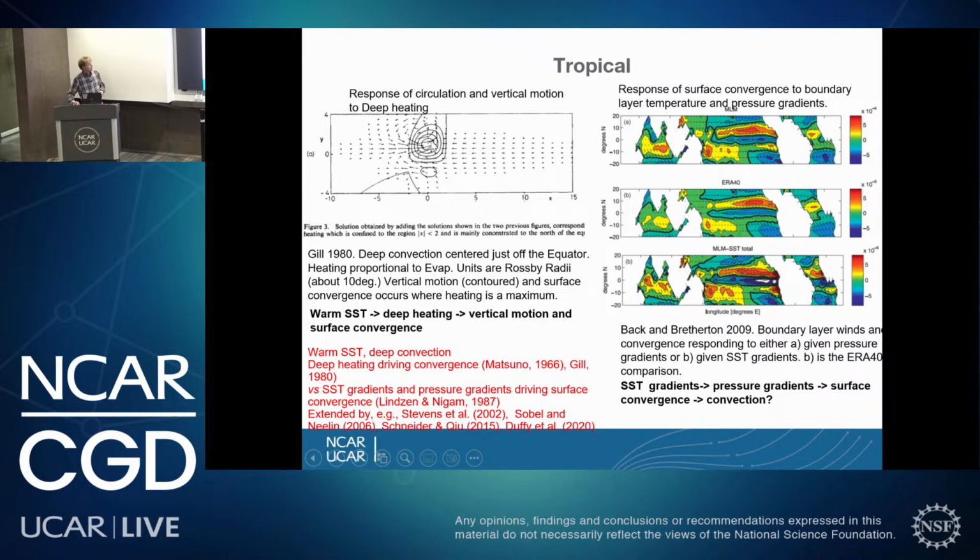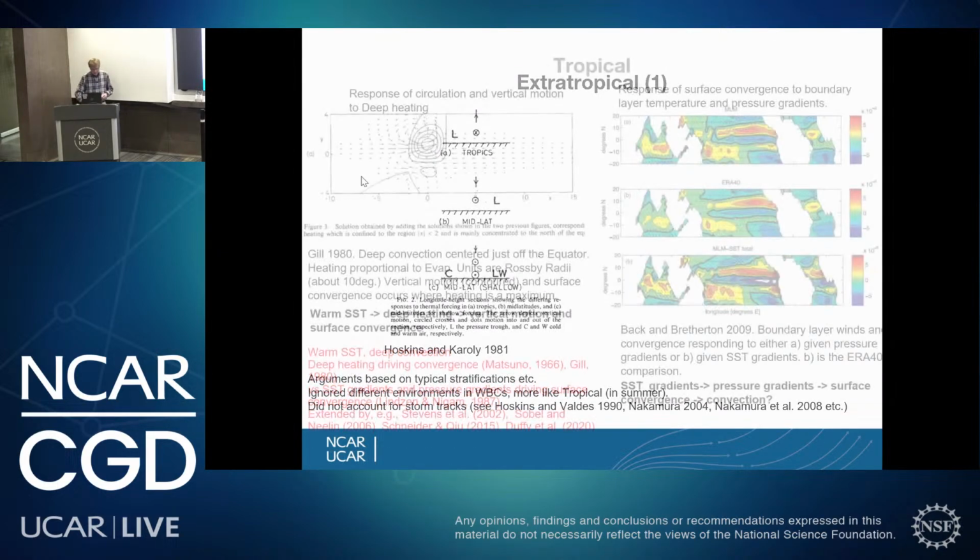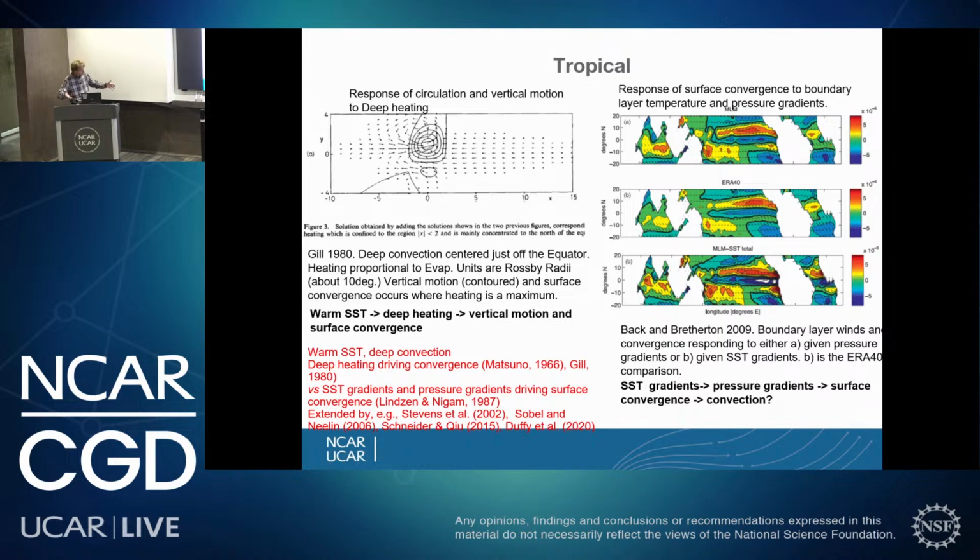And in this experiment, there's a blob of heating basically in this region. This is a spatial map, and the units in X and Y are of Rossby radii, which is about 10 degrees. And this is meant to be heating just off the equator. And the point from this was that in response to the heating, you had vertical motion and near-surface convergence. And it was a response of the circulation to the heating. And the heating coming from evaporation from warm SST.